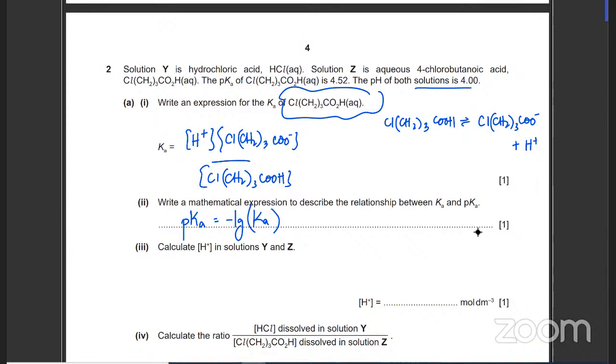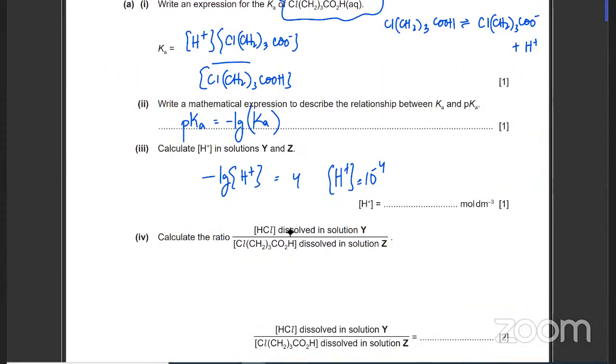The pH is given as 4. So if the pH is given, can we directly write 10 raised to power minus 4? But show the working, okay? And make sure you always show the working. It's minus log of H plus 1, your pH is 4, so H plus 1 is going to be 10 power minus 4, right?